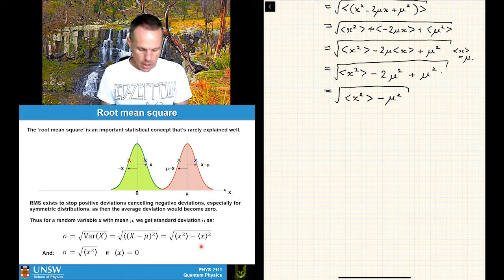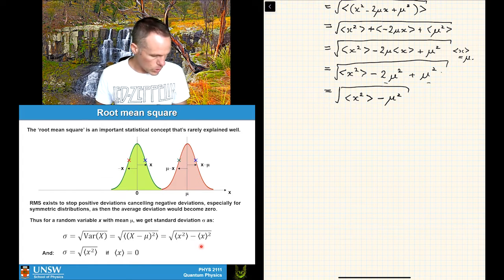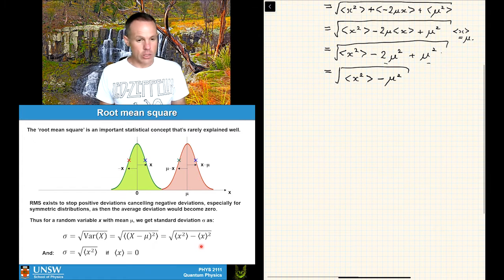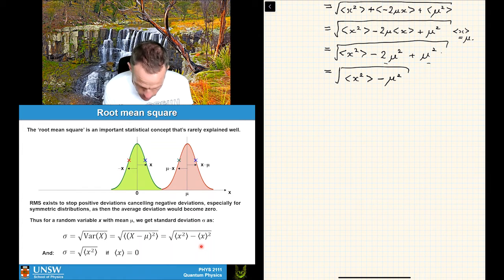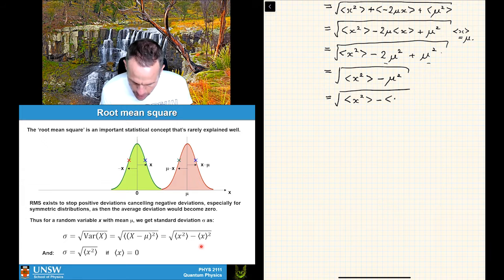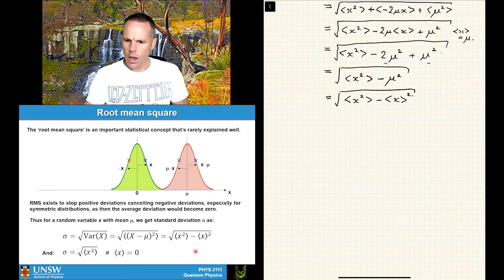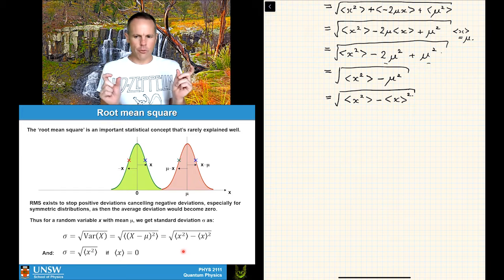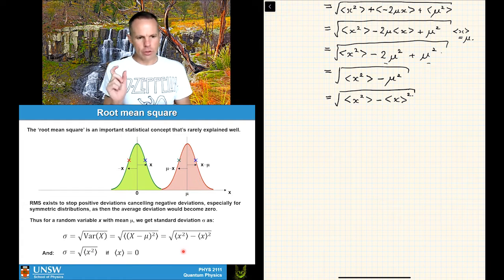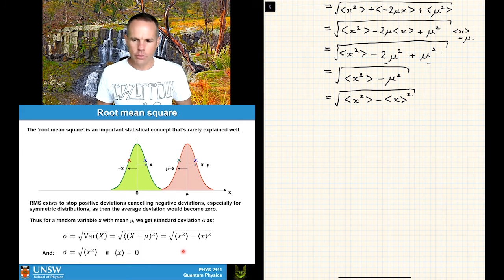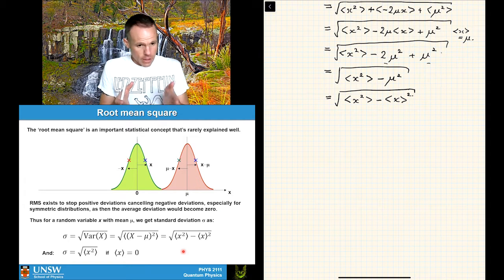Okay, so basically we're just cleaning up this minus 2 mu squared and the mu squared on the end. And of course we know that mu is just the average of x. So we can make that jump back again and write this thing in a form that looks like this: the average of x squared minus the average of x, squared. And so that gets us to our final result just here, which is we can write the standard deviation as the square root of the difference between the average of the square of x and the square of the average of x.